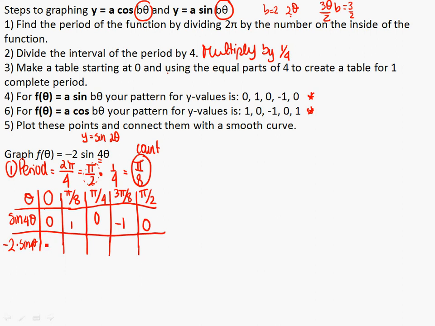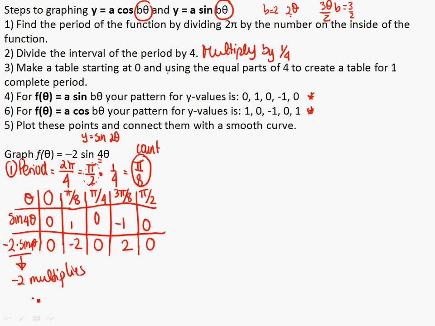So you literally take the y value that you had and multiply by negative 2. That's still 0. That became a negative 2. That's still 0. That became a positive 2. That's still 0. Okay, so the negative 2 multiplies.